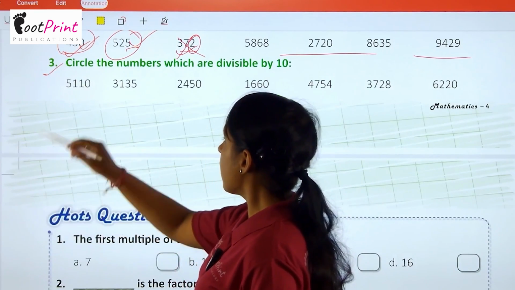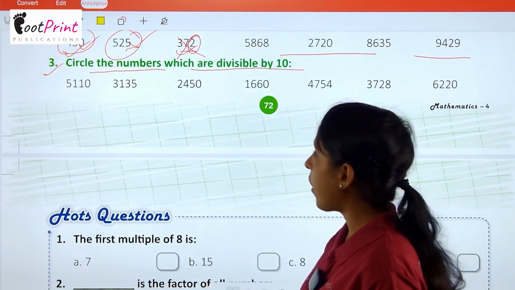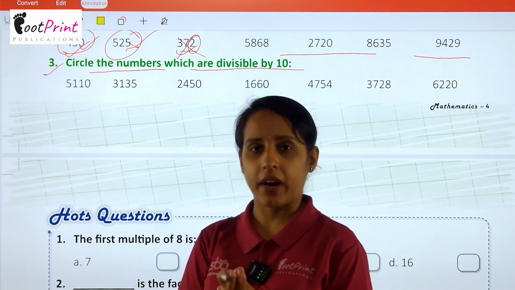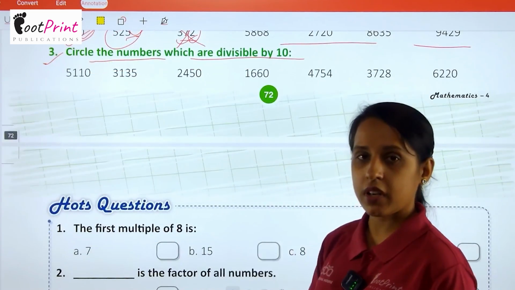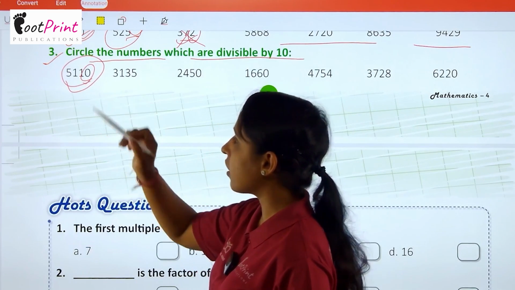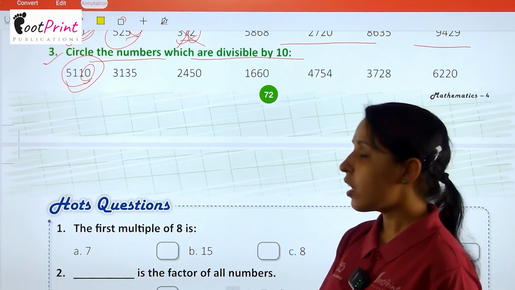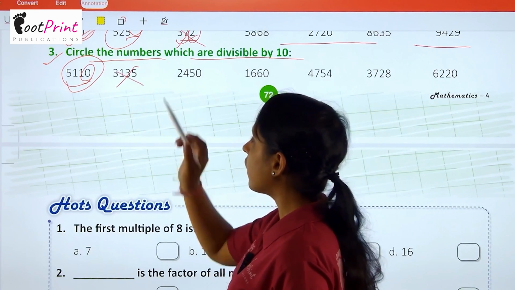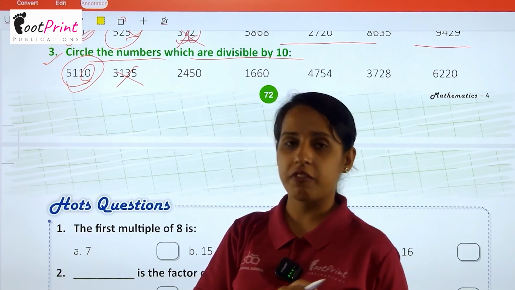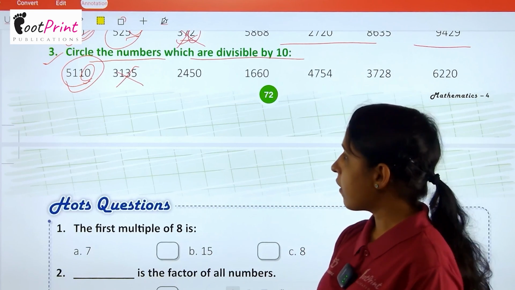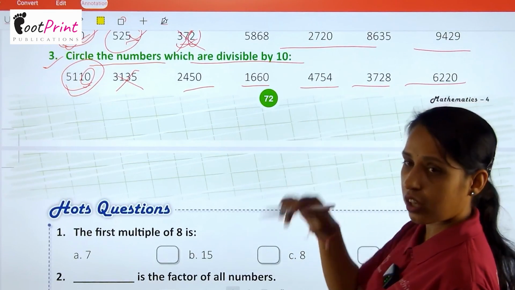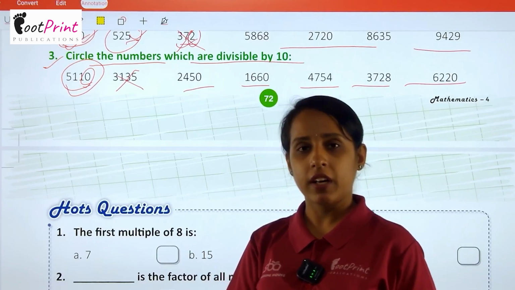Next, question number 3. Circle the numbers which are divisible by 10. Now, we know that if a number has 0 at ones place, it means that number is divisible by 10. So here is 0 at ones place, it means this number is divisible by 10. Here there is no 0 at ones place, it means 3135 is not divisible by 10. These parts are given, you have to circle those divisible by 10.